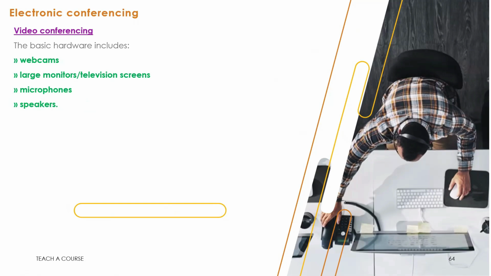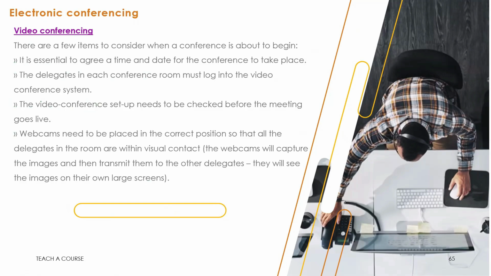Electronic conferencing. So we have video conferencing. The basic hardware includes webcams. You need a webcam, large monitor or television screen, microphones, and speakers. There are a few items to consider when a conference is about to begin. It is essential to agree a time and date for the conference to take place. The delegates in each conference room must log into the video conference system. The video conference setup needs to be checked before the meeting goes live.